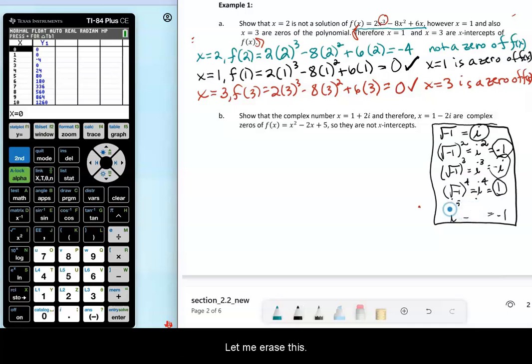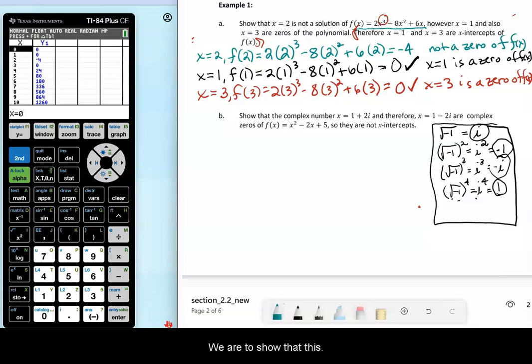So let me erase this. So these things are what we need to know for this class. That the square root of -1 is equal to the imaginary number i, i squared is equal to -1, i cubed is equal to -i, and i to the 4th is equal to 1. Working this problem, you'll see where this comes in.